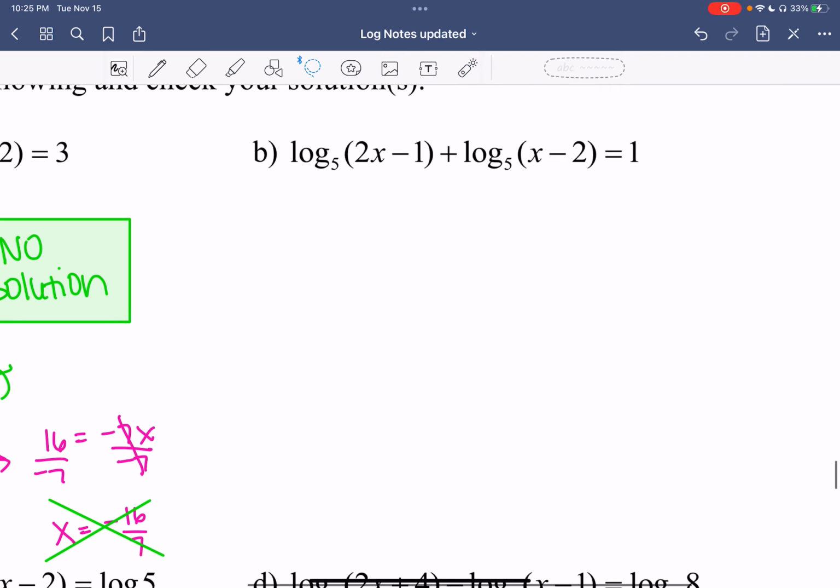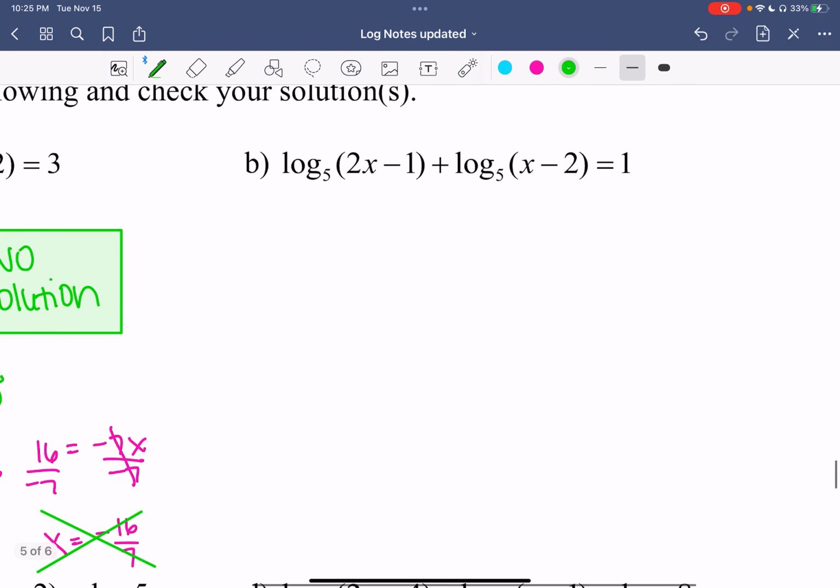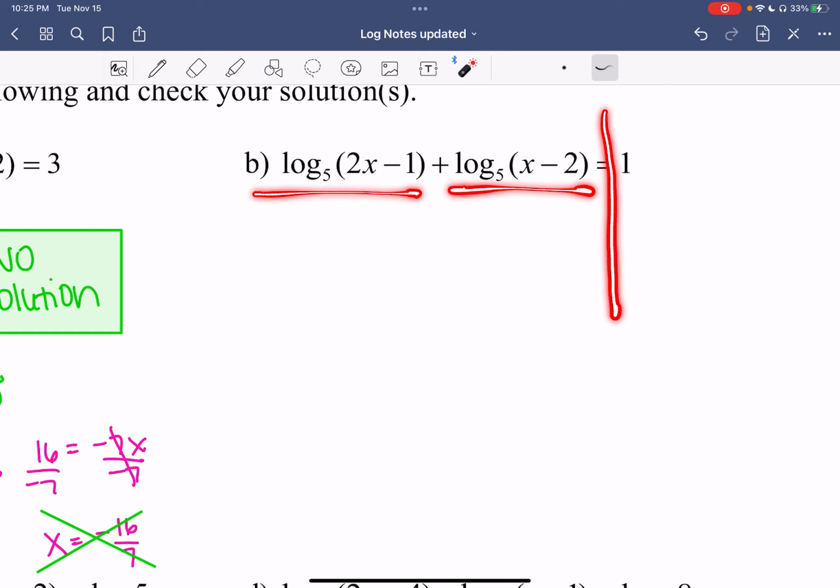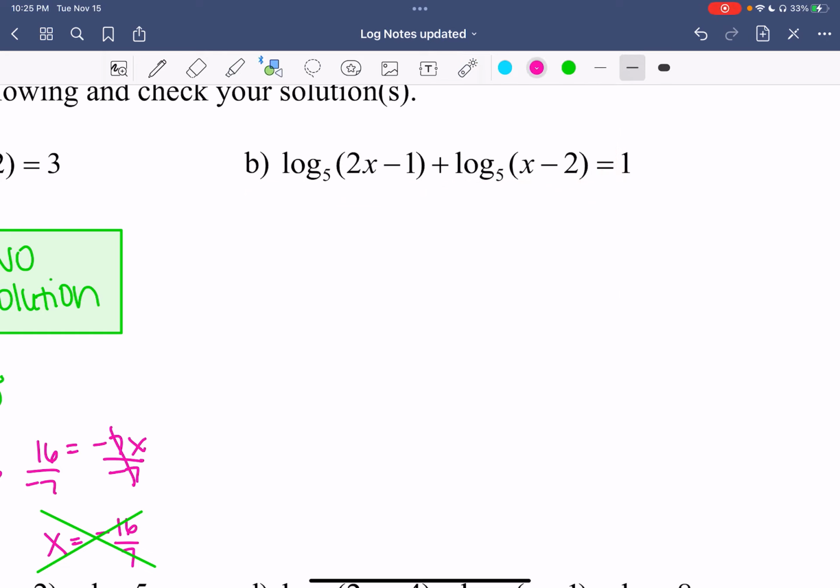Okay, let's do letter B. So the first thing you're going to do again is condense. You don't want to have two logs on one side. So this is the equals, and notice I have two separate logs here. So I'm going to condense them using the law of logarithms. I see a plus, which tells me that's the product law. These are both base 5, so that's good.